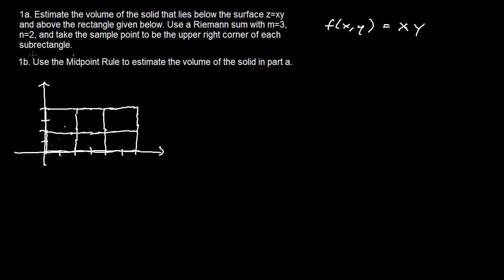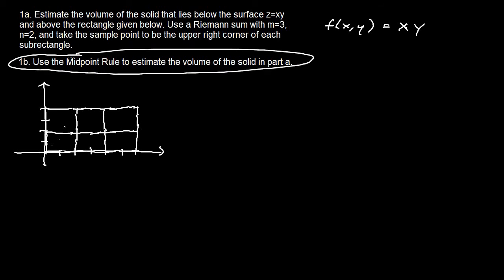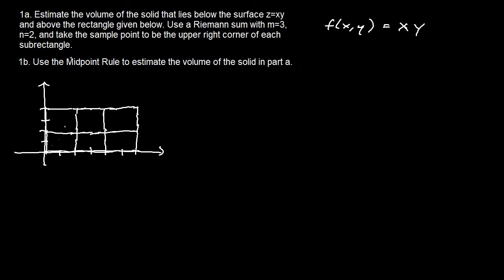Now for part 1b, we need to use the midpoint rule to estimate the volume of the solid in part A. So the midpoint rule is just another way to estimate the volume of a solid. Instead of using coordinate points from the upper right hand corner, this time it's the midpoint. So we're basically going to use the midpoint of each subrectangle. In this case, we're just going to take the exact middle of each subrectangle here, and then use those as our coordinate points. So let's go ahead and evaluate.